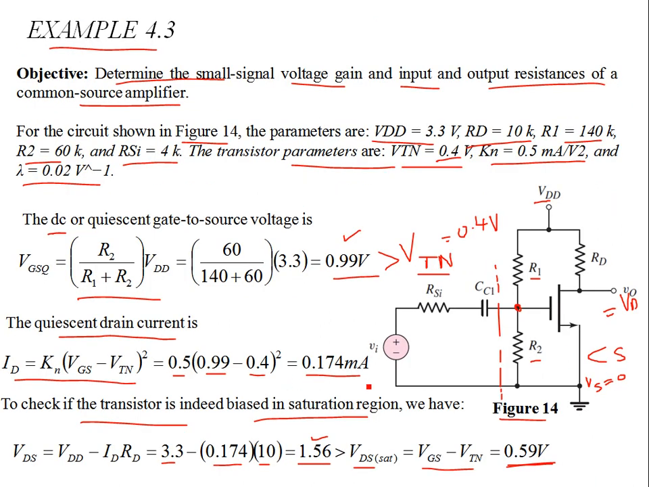Now that we know the transistor is biased in the saturation region, we can go ahead and construct a linear amplifier. To check the voltage gain in terms of the resistances R1, R2 and the transconductance gain, we first have to find the transconductance gain, gm. Then we have to find the input and output resistances to see the loading effects.